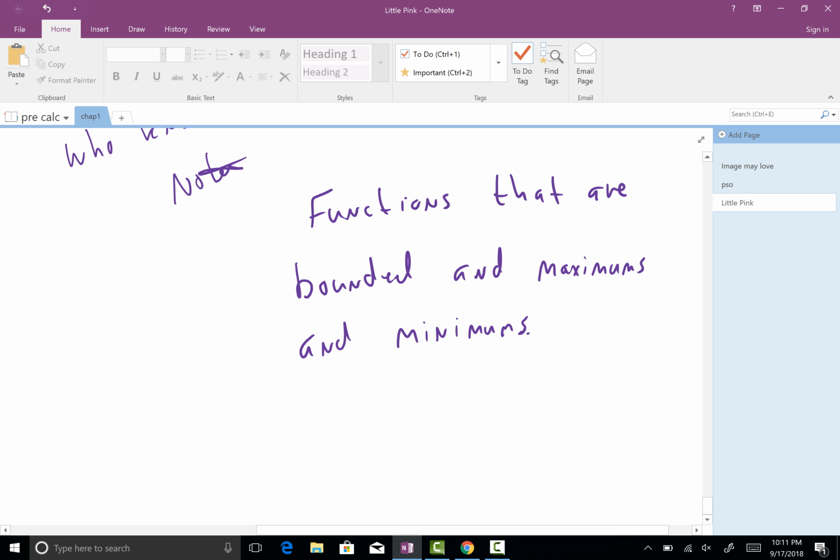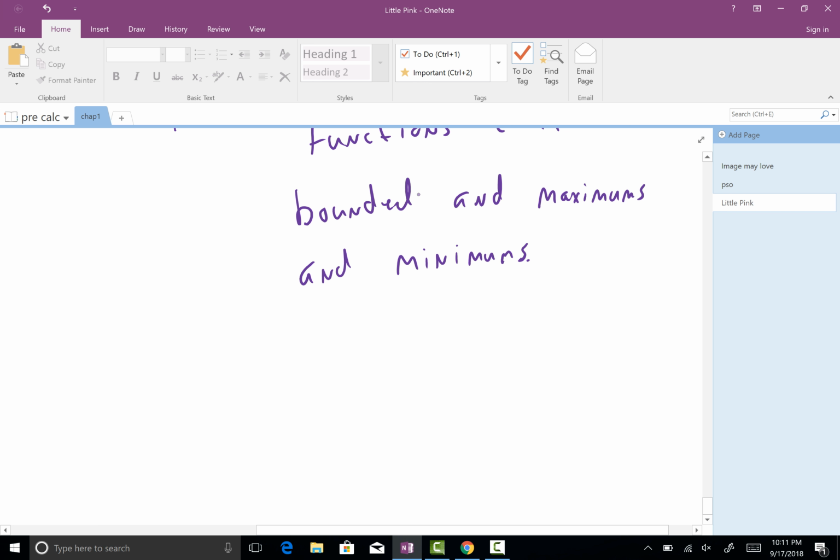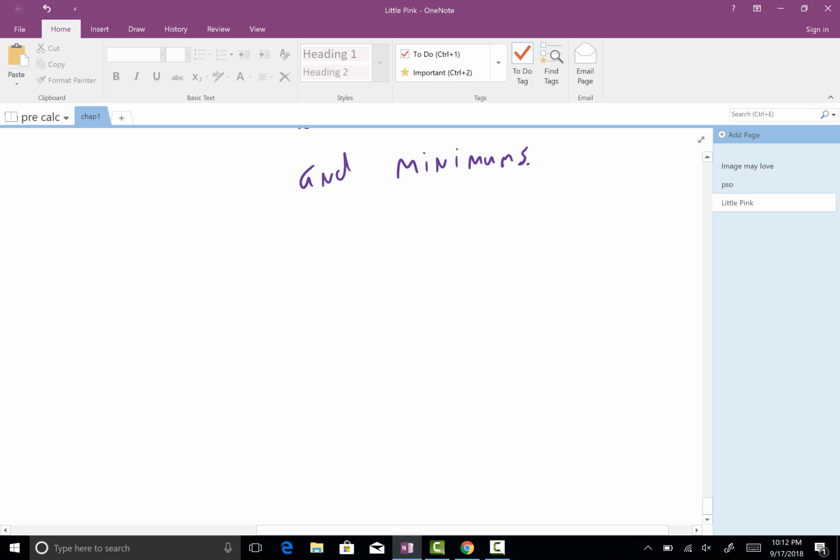So let's talk about bounded. I also want to spend a little bit of time on finding domains by not looking at a graph. Okay, but let's talk about bounded functions first of all. So I'm just going to draw one here. So there's our simple quadratic. We'll say it's a 2.